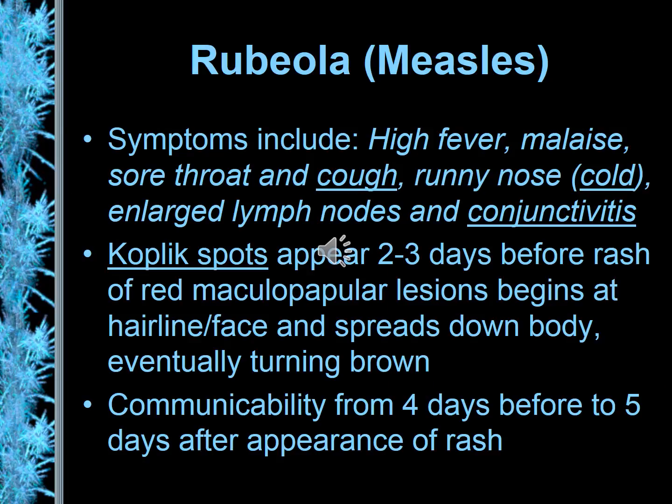So with rubeola or measles, symptoms, remember the 3 C's. Typically these kids present with a cough, colds, and conjunctivitis, or it may be diagnosed as pink eye. These kids also will have those Koplik spots like I showed you a couple slides ago. The Koplik spots typically appear 2 to 3 days before the rash. So the rash is the second part of it. And again, like rubella, it starts head to toe. The rash usually begins at the hairline around the face and spreads down the body. It eventually turns brown, so it stops looking so red.